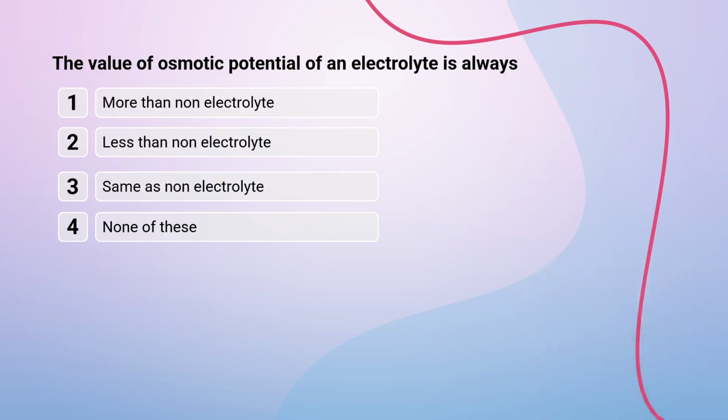The value of the osmotic potential of an electrolyte is always. Electrolyte is something that you guys must have gone through in your chemistry. But for your further explanation, electrolyte, for example, like Na plus Cl minus NaCl, salt. Something that is going to dissolve in the water in the form of sodium and chloride ions.